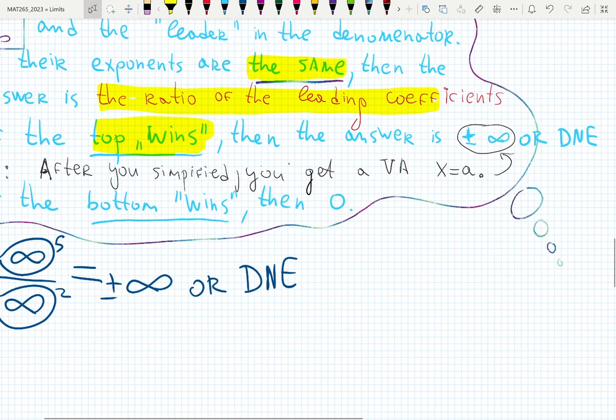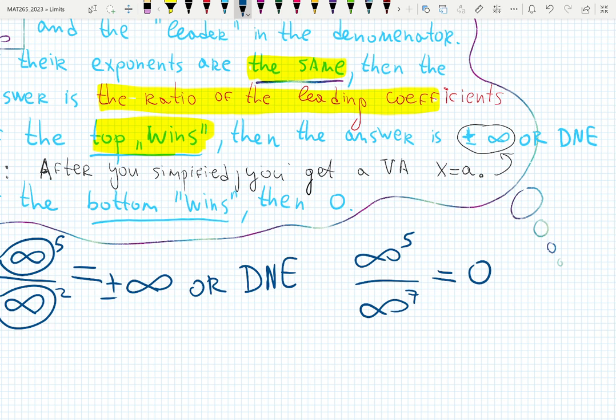When the bottom wins is also the best case. If the bottom wins, you end up dividing something like this: infinity to the 5 over infinity to the 7. Well, the denominator blows up faster than the numerator. So you end up dividing by the hugest numbers you know. And it gives you 0, the smallest number you know.